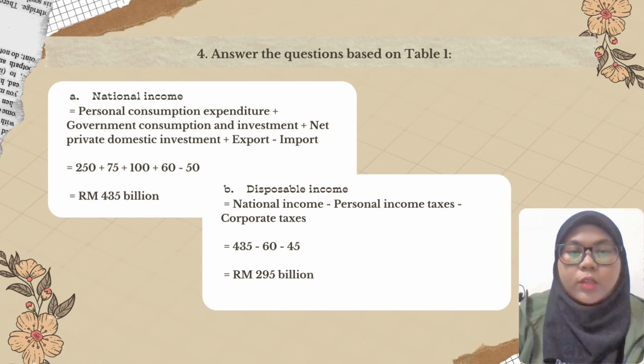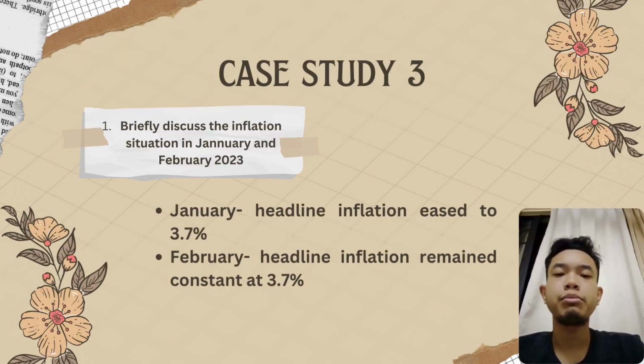Question 4. A. National income equals personal consumption expenditure plus government consumption and investment plus net private domestic investment plus export minus import, equals 250 plus 75 plus 100 plus 60 minus 50, equals RM435 billion. B. Disposable income equals national income minus personal income tax minus corporate tax, 435 billion minus 60 billion minus 45 billion, equals RM255 billion.